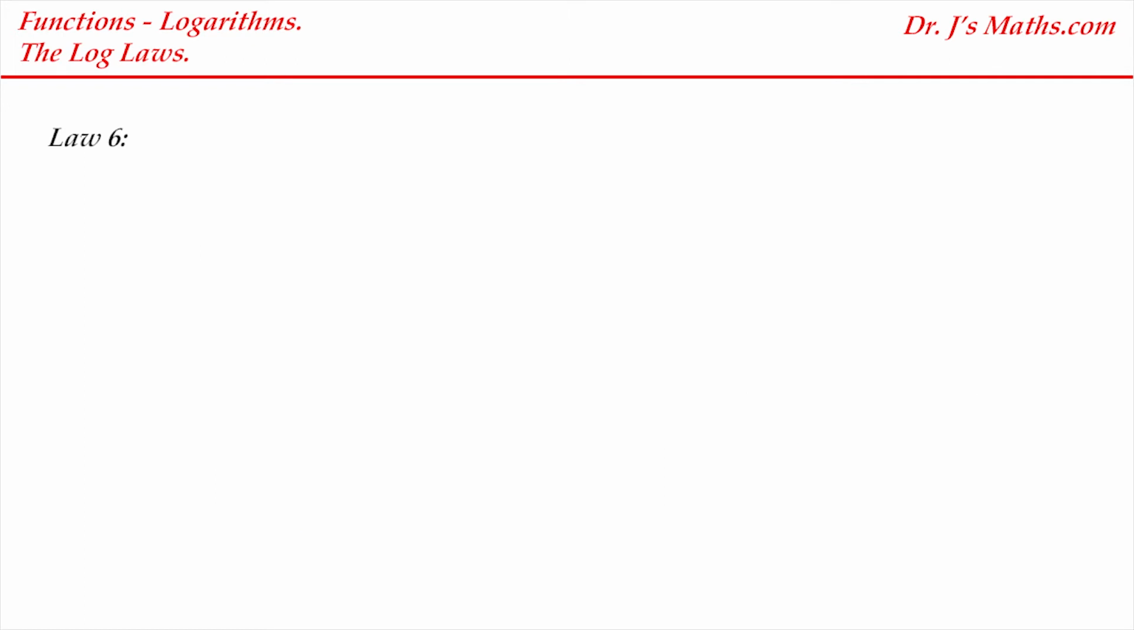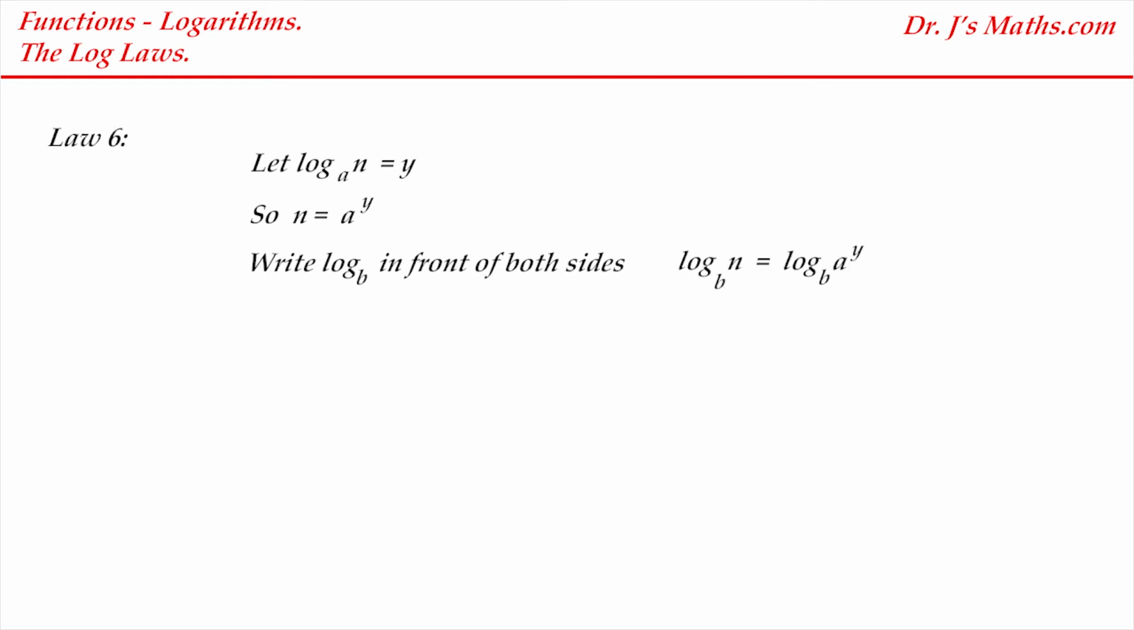For our sixth and last log law, we're going to let log of n to the base a be equal to y. So unpacking that into the exponential form, we have n is equal to a to the y. Now we write log to the base b in front of both of those sides. So we have log n to the base b equals log of a to the y to the base b. And that last term can be rewritten by bringing the y down the front. So it's y log a to the base b.